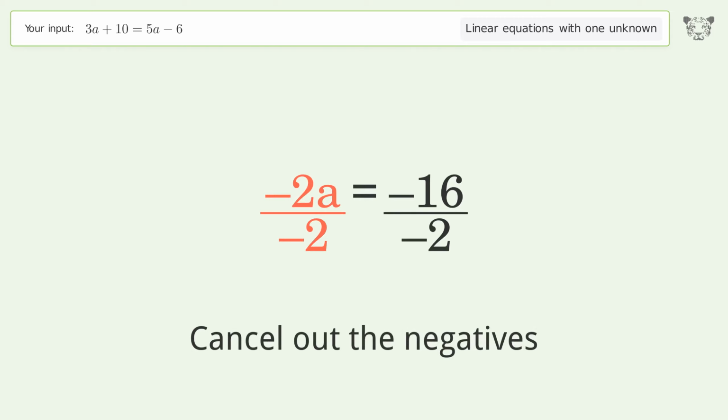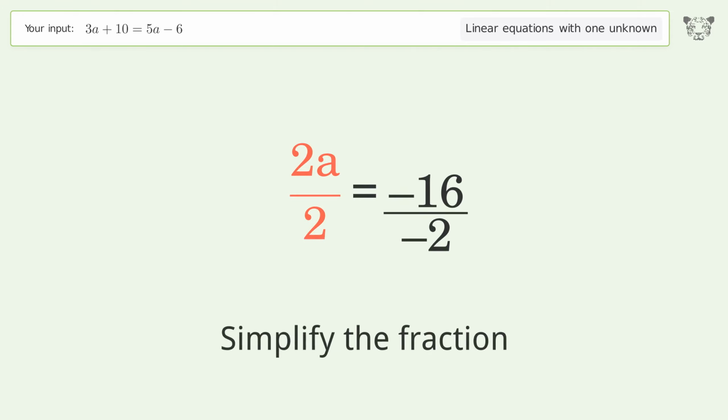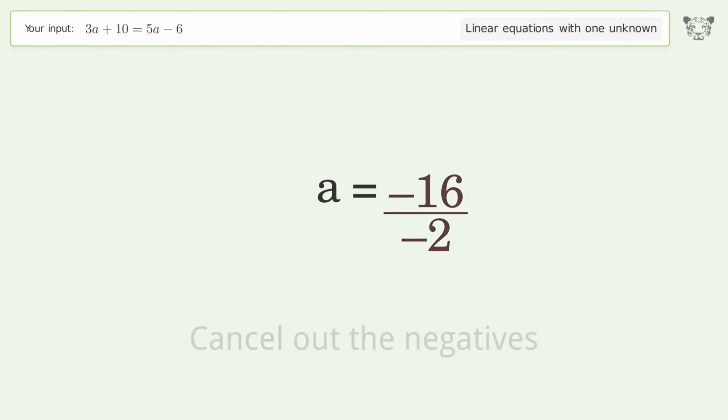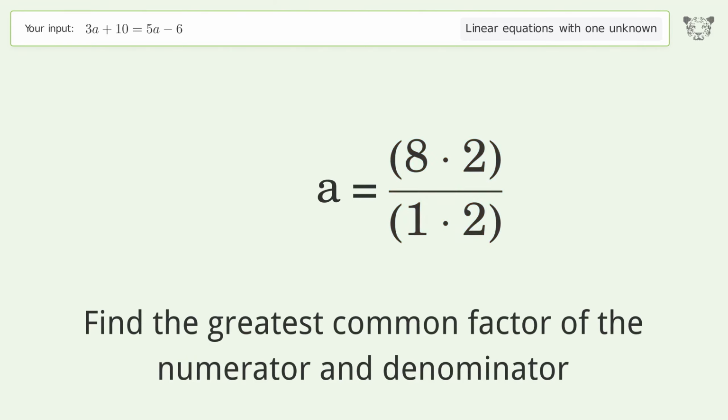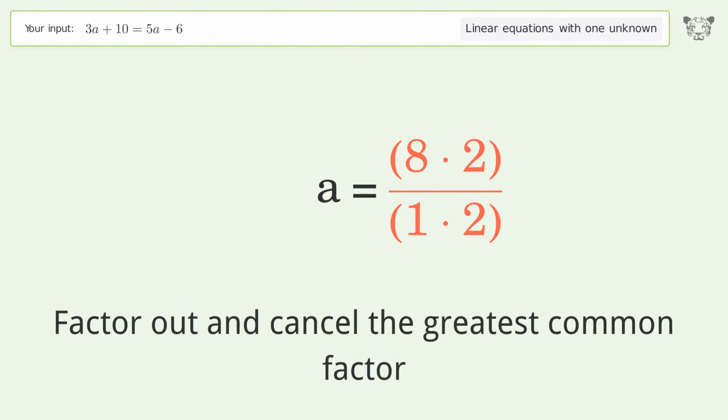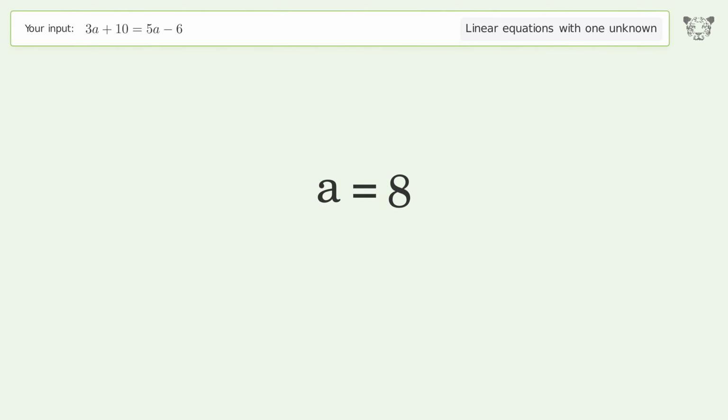Cancel out the negatives. Simplify the fraction. Cancel out the negatives. Find the greatest common factor of the numerator and denominator. Factor out and cancel the greatest common factor. And so the final result is a equals 8.